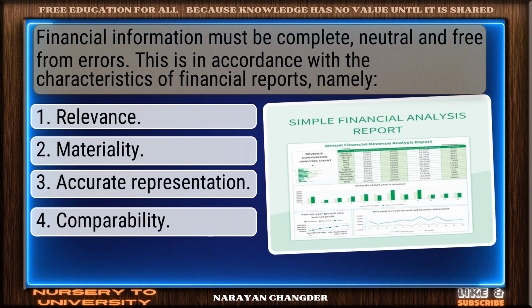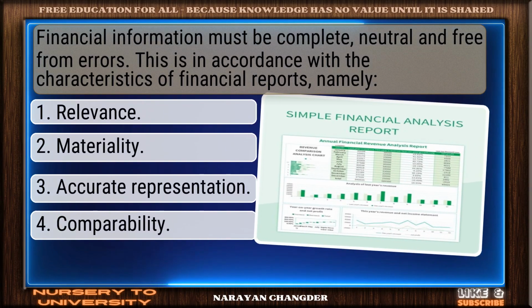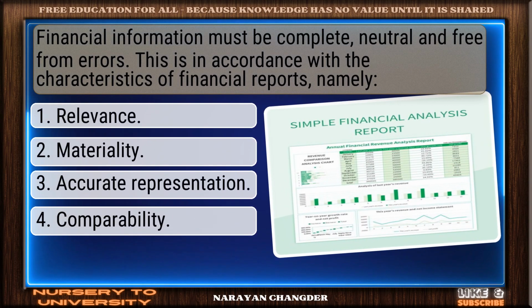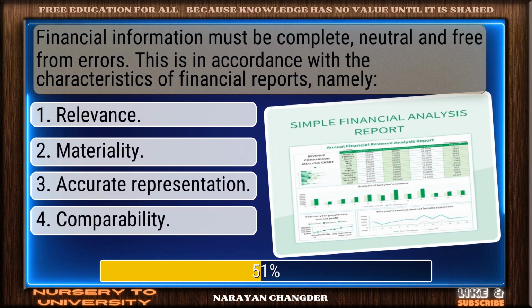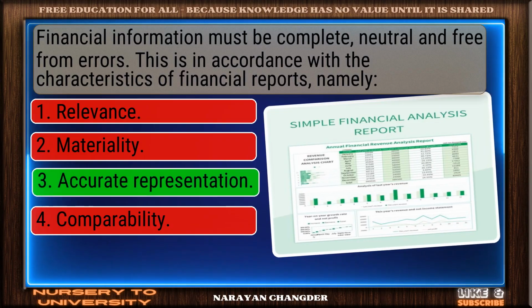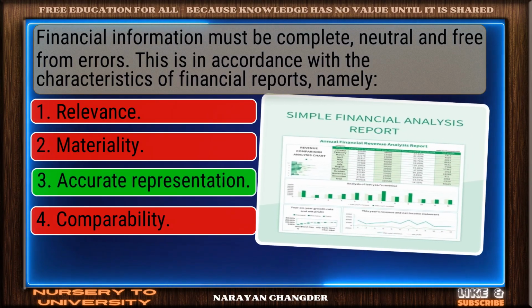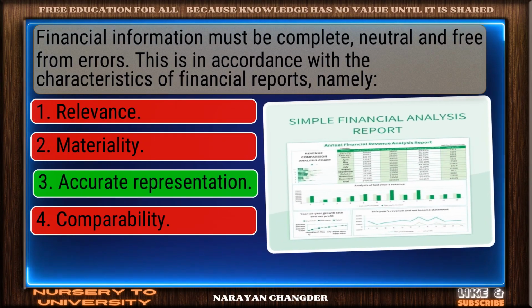Financial information must be complete, neutral, and free from errors. This is in accordance with the characteristics of financial reports, namely, strong choice. Accurate representation is the right answer.